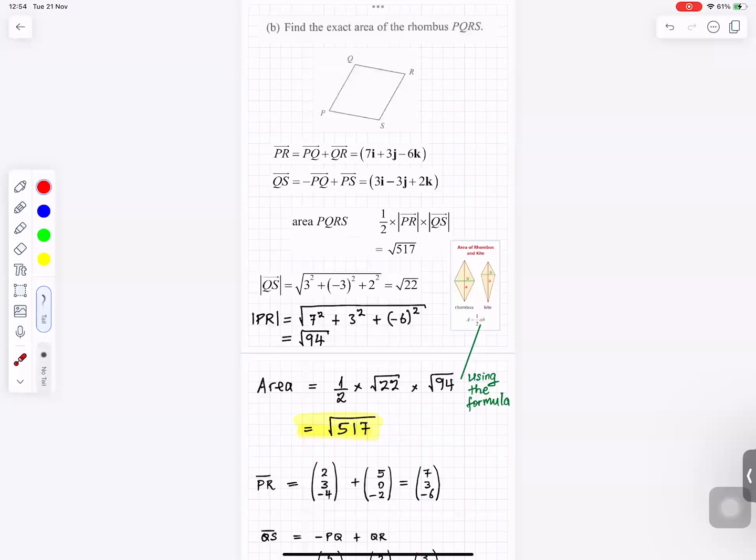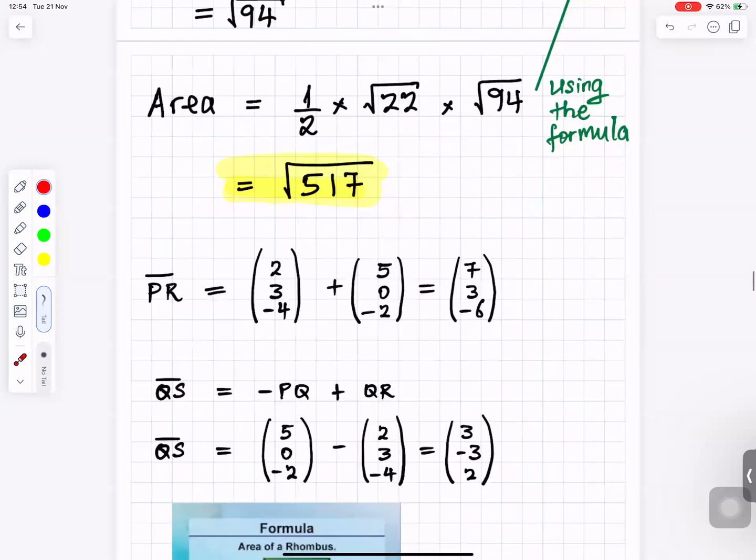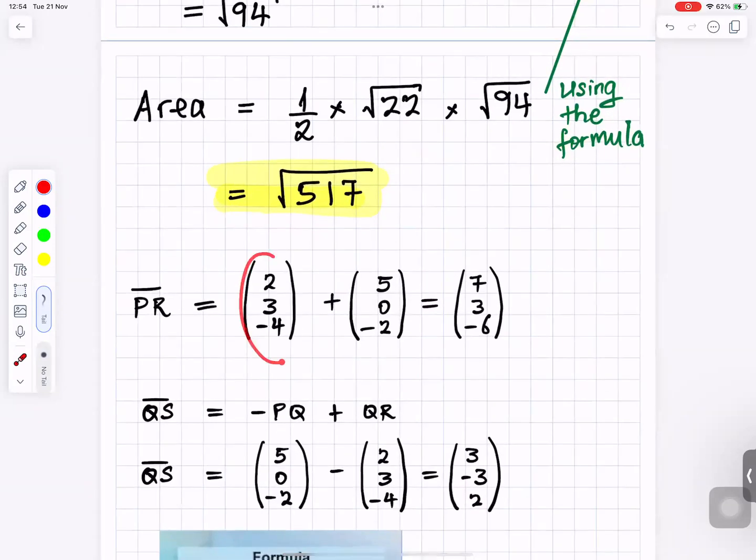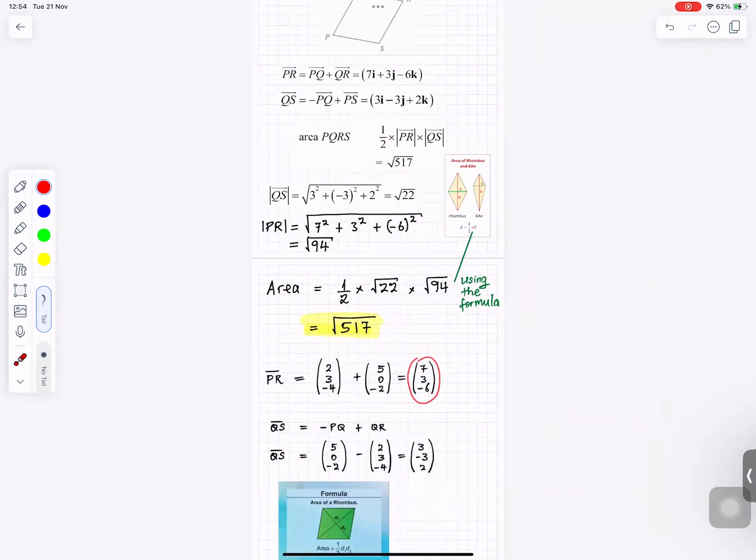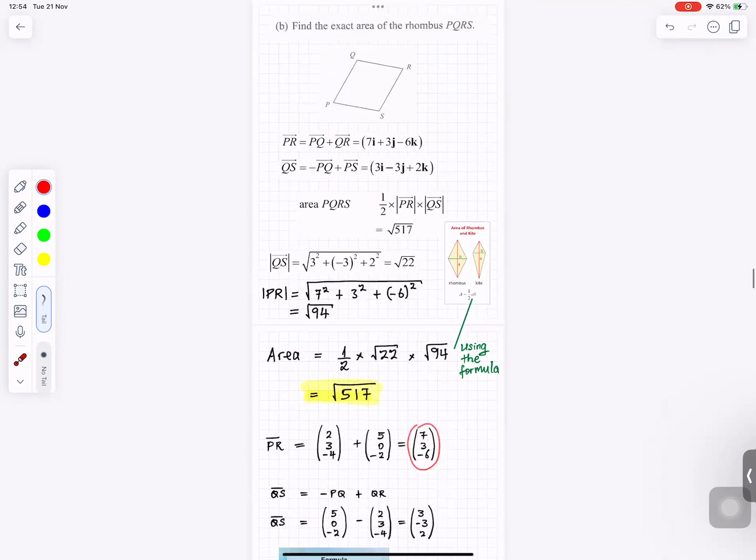So we can find PR. We can write it like this. PR is 3 minus 4 plus 5, 0 minus 2. That gives us PR. To go from P to R, you go from P to Q plus Q to R. And that gives you PR.